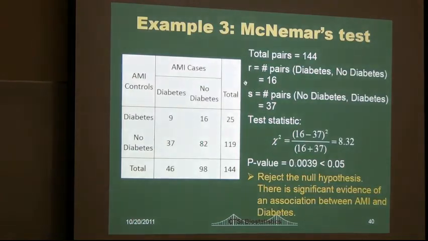So back to this example, the total here is 144. But for the test statistic, we only need to look at the off-diagonal elements, right? So the chi-square test statistic is 8.32. The p-value is 0.0039 in this case. Again, this is smaller than the significance level, so we reject the null hypothesis. It means that we can conclude that there's significant evidence of an association between AMI and diabetes.